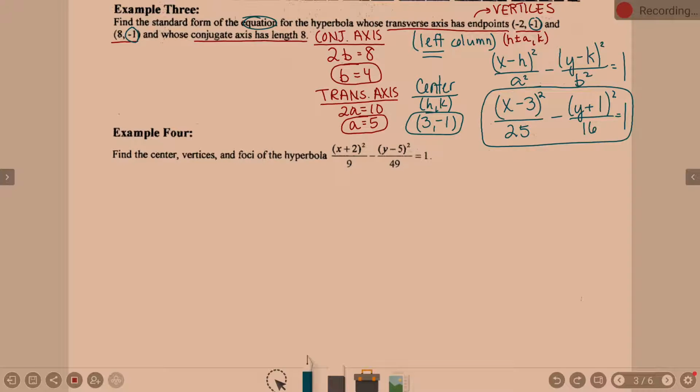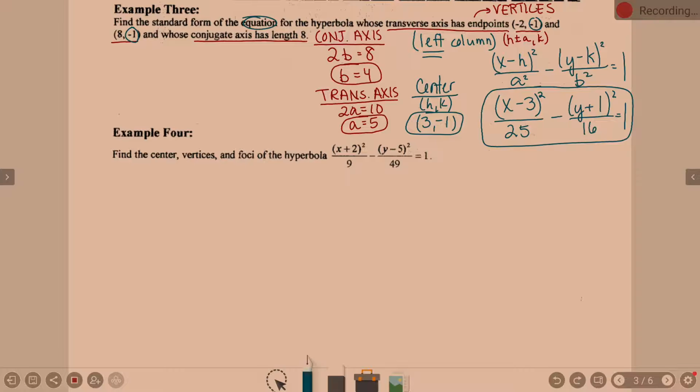Transverse axis. How did I know the transverse axis had a length of 10? It didn't tell me that. But what did it tell me? We had transverse axis endpoints at -2, so 2 left, and at 8, so 8 right. And that's a difference of 10, isn't it? So we knew our transverse axis was 10 long, which is a difference of 5.